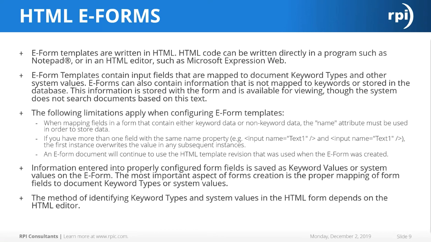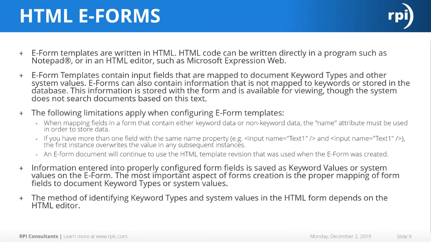Just a couple limitations when configuring your eForms. When mapping fields in a form that contain either keyword data or non-keyword data, the name attribute must be used in order to store the data. If you have more than one field with the same name property, the first instance will overwrite the value in any subsequent instances. And then the eForm document will continue to use the HTML template revision that was used when the eForm was created. Information entered into properly configured form fields is saved as keyword values or system values on the eForm.